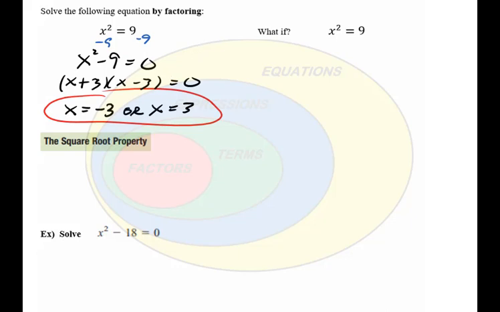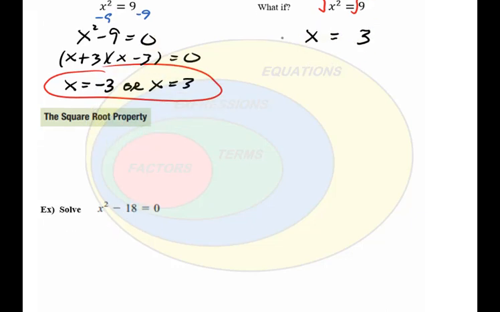But what if, when we had this equation, we noticed that, well, I have x squared equals 9. What if I take the square root of both sides? If two sides are equal, we should be able to set the square roots equal. And notice what we get. Well, the square root of x squared, that's a perfect square, that's just equal to x. And the square root of 9 is equal to 3.